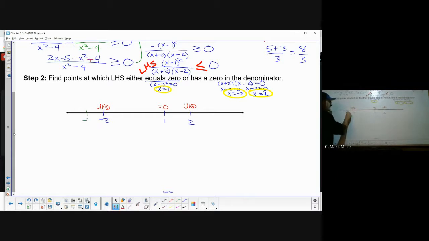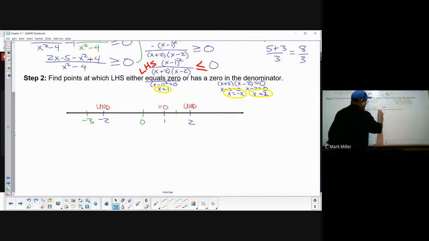Minus 3, 0. We like to pick whole numbers, but this time we can't. Between 1 and 2, I got to pick a number in there. That's going to be 1.5. Call it 3 halves. And then I'm going to pick 3.